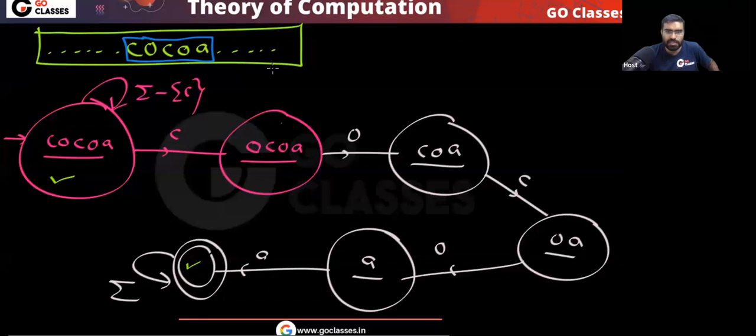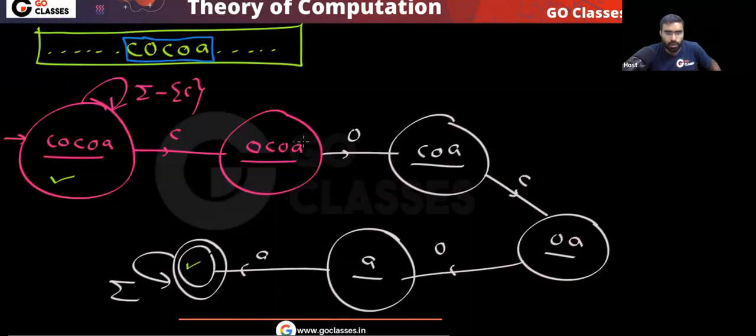These two states are done. Now tell me, in this state, with symbols, what will you do on other symbols? For example, you are waiting. For O, you will go here. For O, you will go here. You have already seen C.